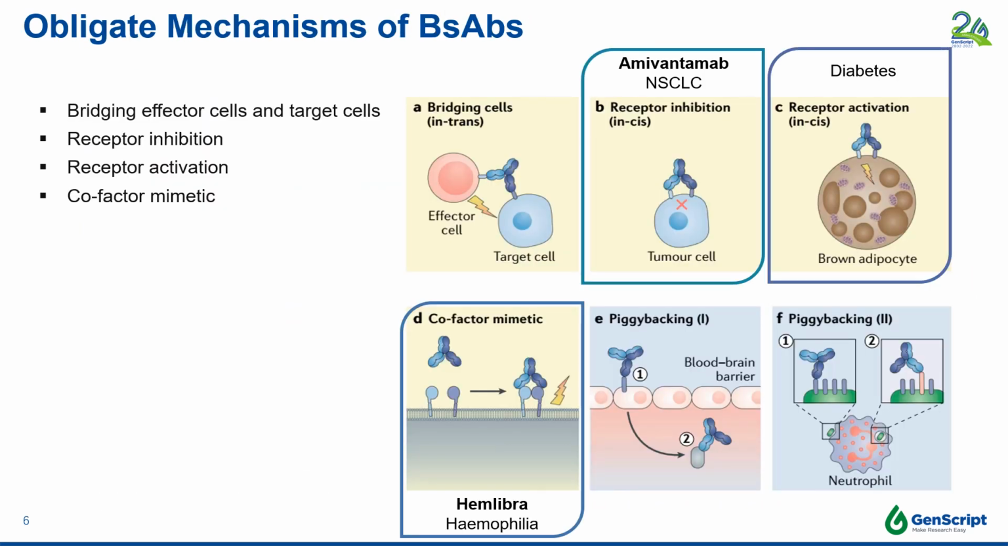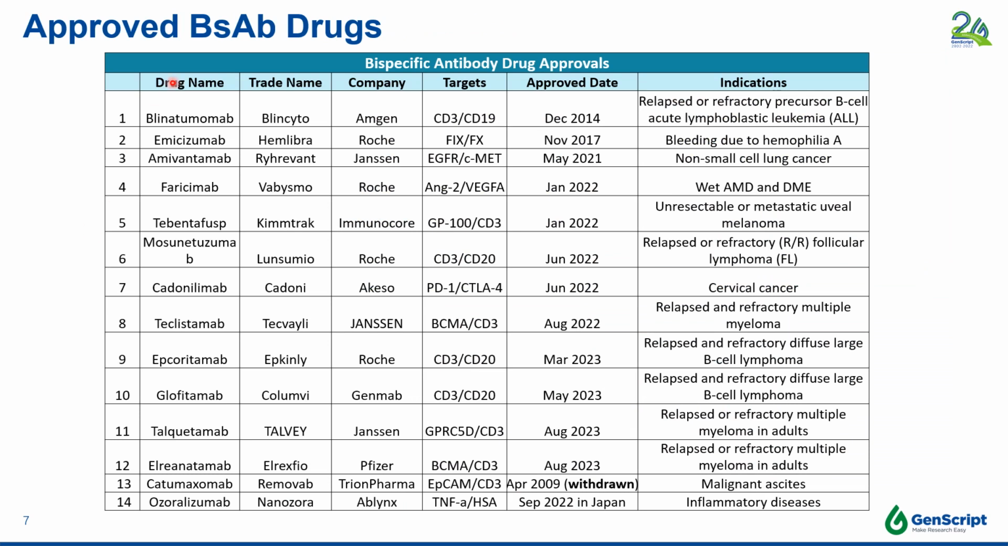Despite various BsAb formats, the main mechanisms of BsAb action are bridging effector cells and target cells, receptor inhibition, receptor activation, and cofactor mimetics. Now there are 13 approved BsAb drugs, most of which are applied to treat cancer, as well as hematologic and ocular diseases. You can see that most of the drugs were approved in the past 3 years, which represents a rapid development of BsAb in therapy.